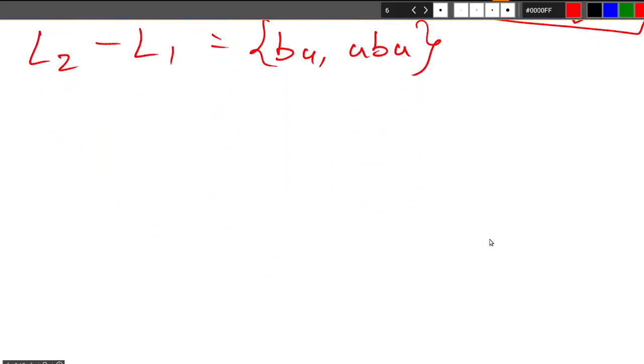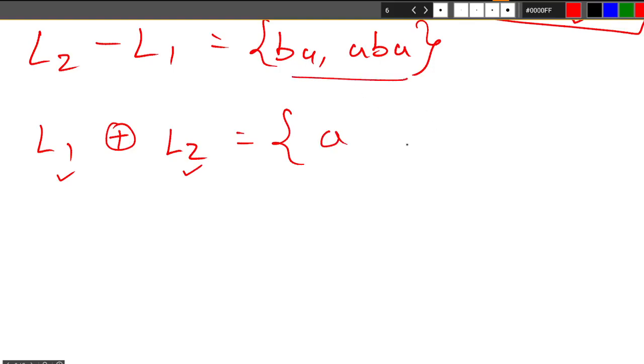One operation you would have heard is L1 XOR L2. What will it be? It is a kind of operation where you will have all the elements of L1 as well as L2, but not the common elements. So leaving the common elements, you will get A. You will not have AB, but you will have BA and ABA.